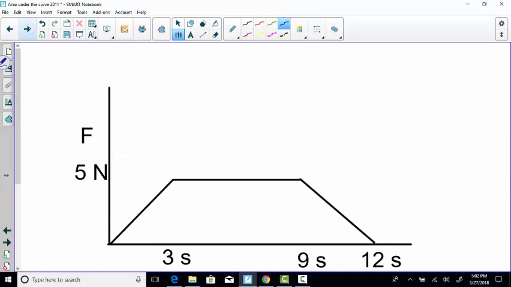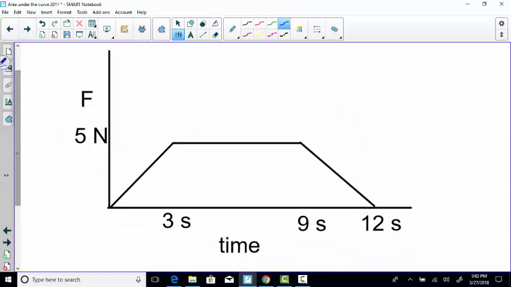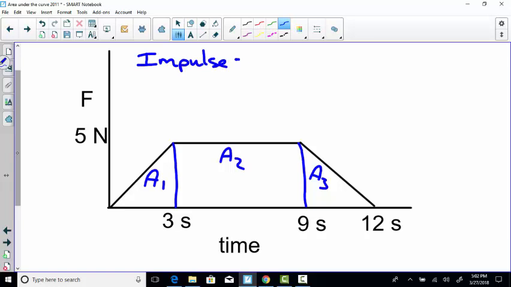The only difference is you can have force versus time graphs that look something like this, where what you may have to do is cut this apart into 3 different areas: area 1, area 2, and area 3. And in order to calculate the impulse, you would calculate the area under each little section.